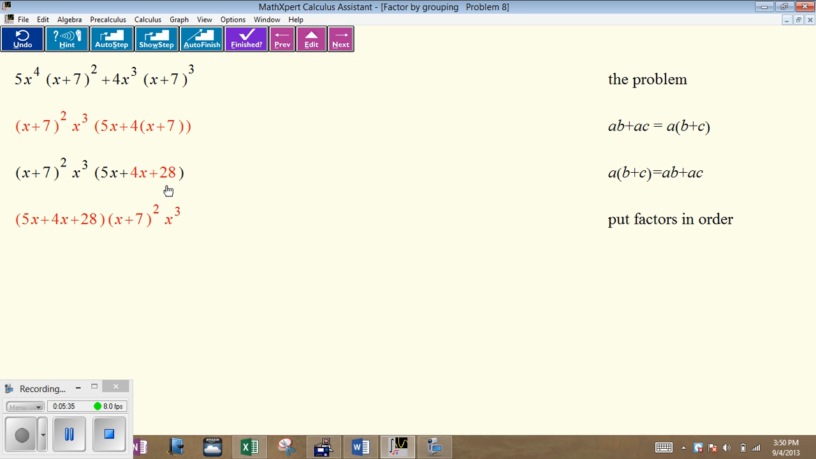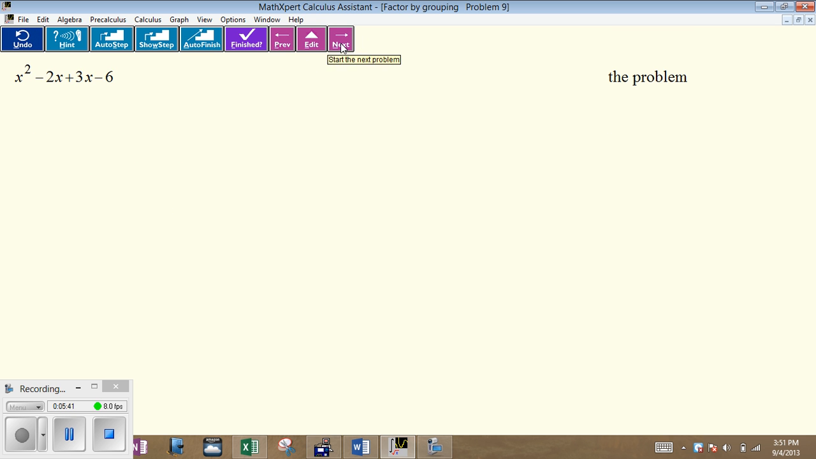Although it did see, it just reshuffled the terms, not for any particular reason. That's fine. Here's one of those groupings, okay? In this one, we say, well, let's see. What's common here? There's an X common here.